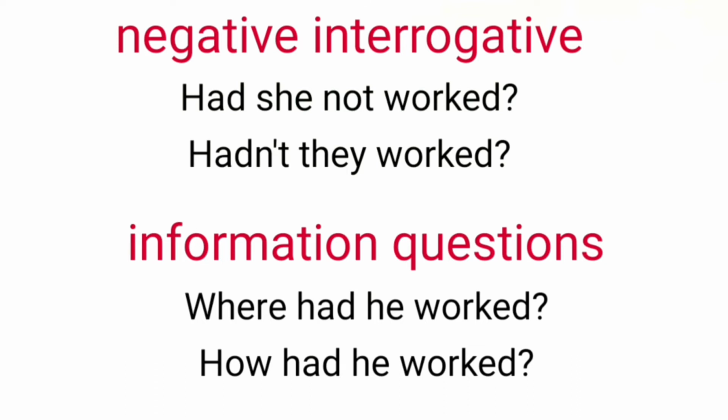In its negative interrogative form, not is added to the interrogative form and the questions are: had she not worked, hadn't they worked? In information questions, a question word is added before the interrogative form. For example, where had he worked? How had he worked? When had he worked? Etc.